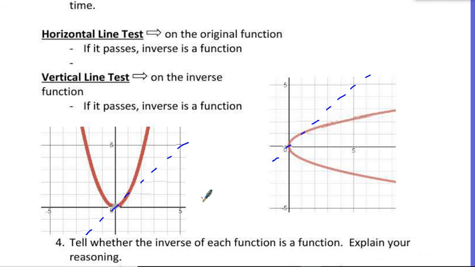As I graph that on both graphs, these would be inverses of each other graphically. The vertical line test on this original function would show me that this original parabola is a function. Drawing a vertical line, it crosses only one time. But if I was to draw a horizontal line on the original function, I see that it crosses two times. This means that its inverse is not a function.